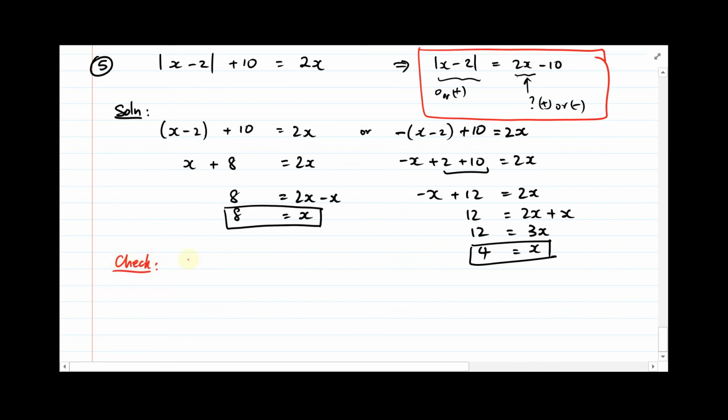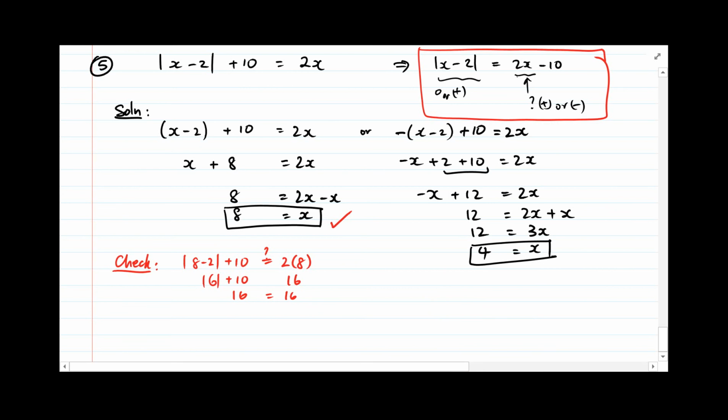All right, so if I did the first one, 8 minus 2 plus 10, is this equal to 2 times 8? 6 plus 10. I end up with 16 equals 16, so I'm happy with that first solution. All right, let's check the next one.